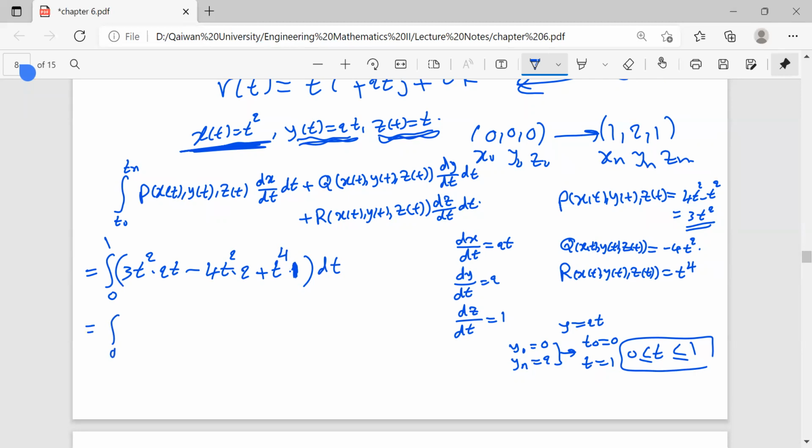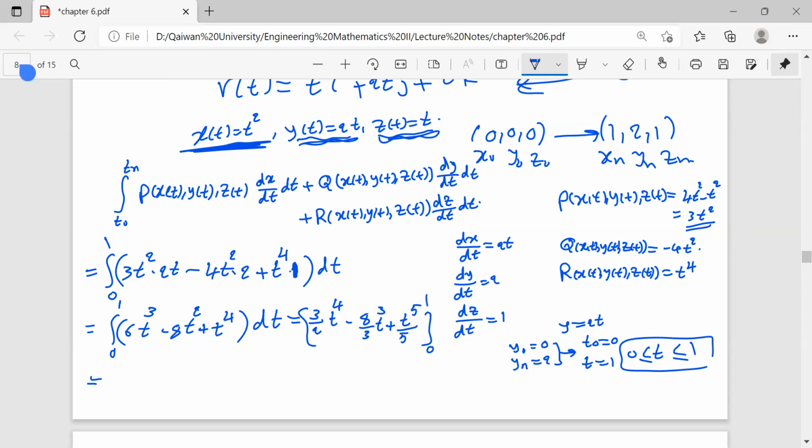And this equals the integration from 0 to 1. Let's first simplify it. We get 6t squared times t is 6t cubed, minus 8t squared, plus t to the power 4. Now we take the integration. So the integration is 6t to the power 4 over 4, which is 3 over 2 t to the power 4, minus 8 over 3 t to the power 3, plus t to the power 5 over 5, from 0 to 1.